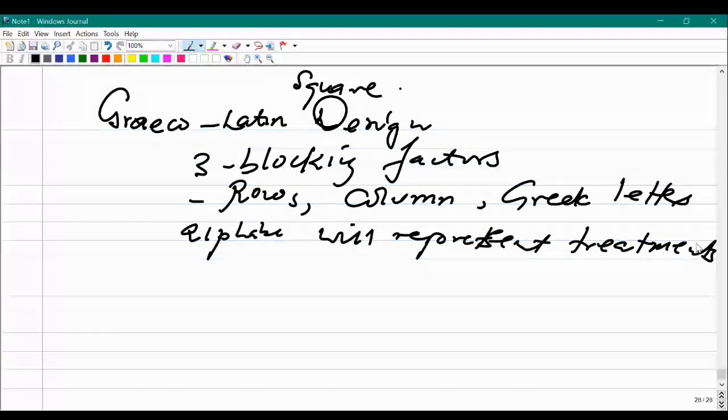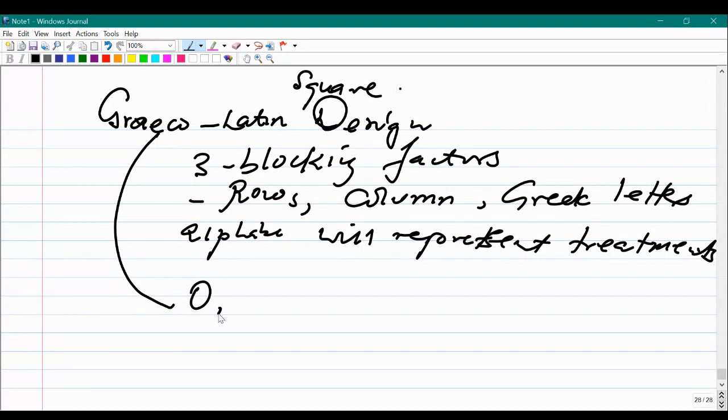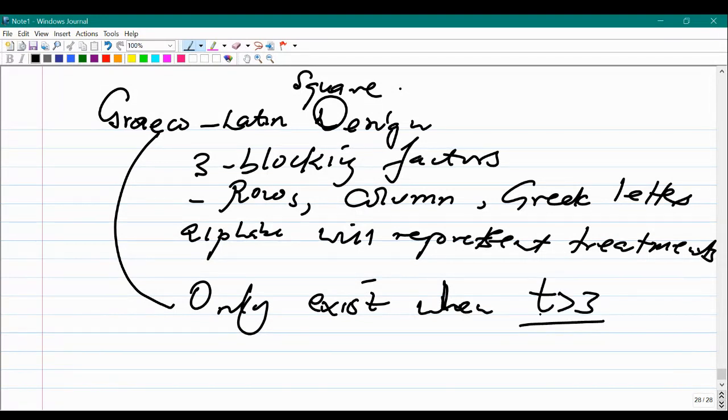So it means we are going to test for the rows, the columns, and the Greek letters. I also indicated yesterday that the Greco Latin square design only exists when t is greater than 3. You remember it from yesterday, before we knocked off?